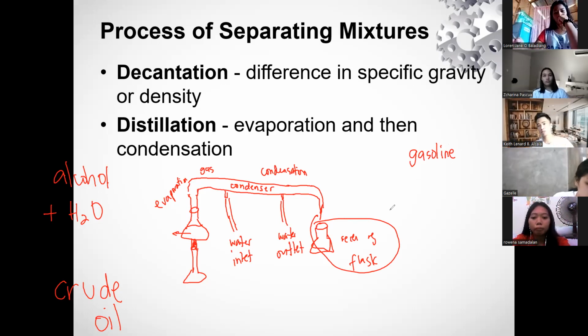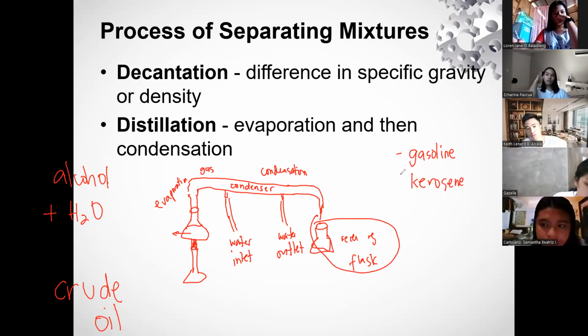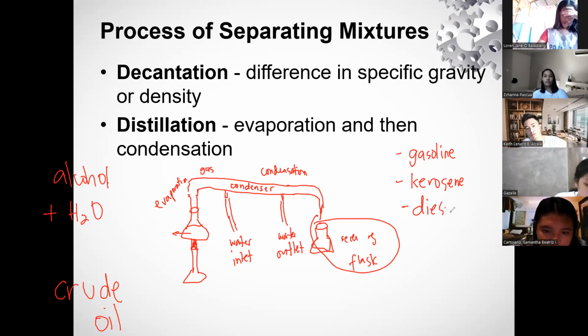Actually, there are many more. But let's just give examples that you are familiar with. And then you have the kerosene. After the gasoline, the next to evaporate is kerosene, so it is also collected in the receiving flask. And then there are many more in between, but we also have the diesel. Diesel is also collected, but the diesel comes rather late, class.